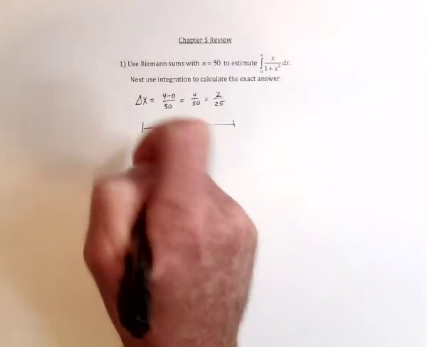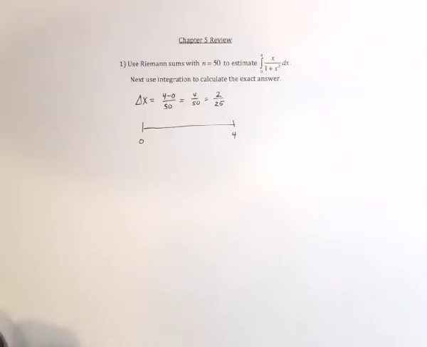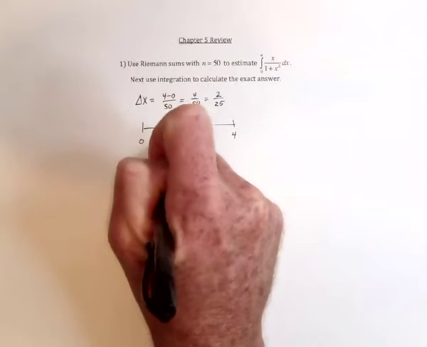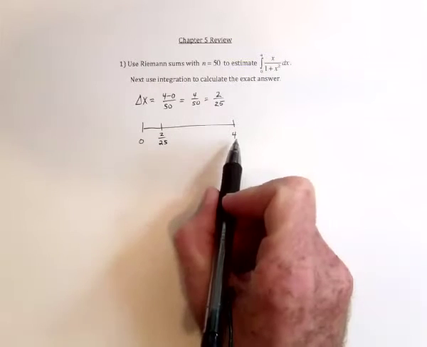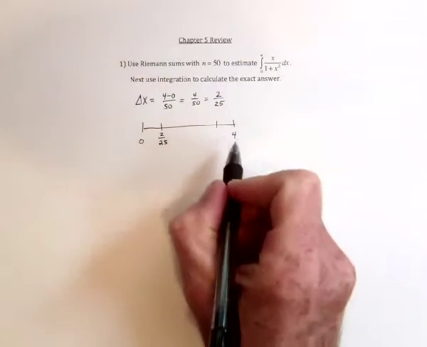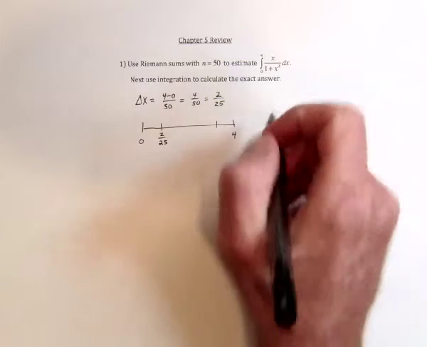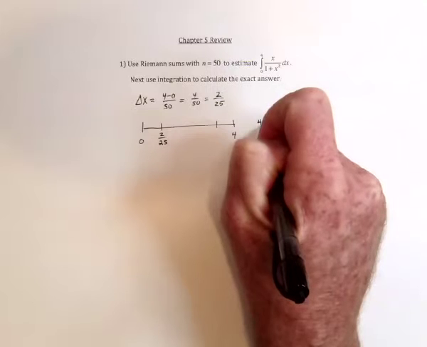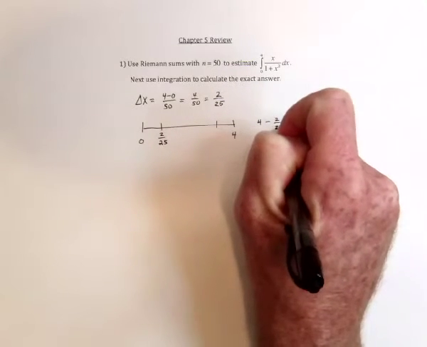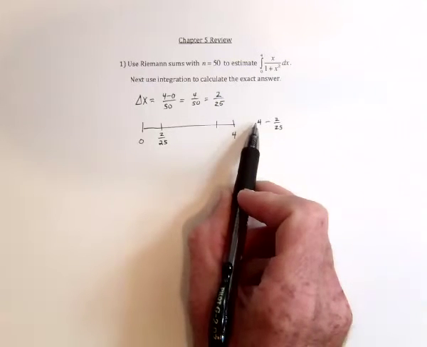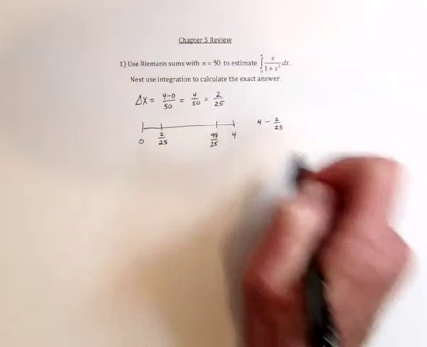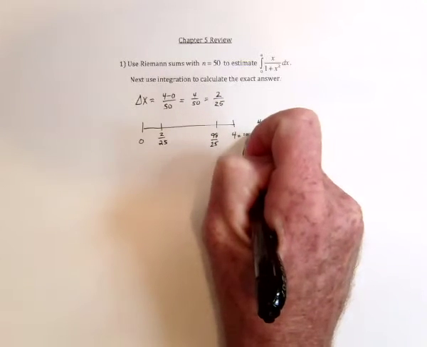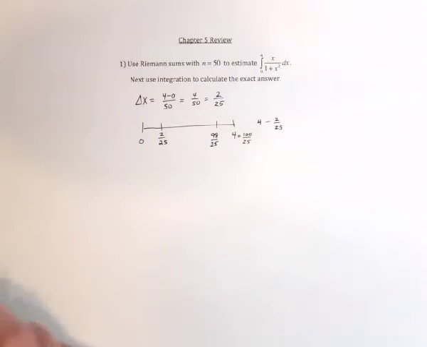And then for Riemann sums, I take the interval, sort of exaggerate a little bit, and say the first one has to go from 0 to 2/25ths. And for the last one, I have to go from 4 backwards by 2/25ths. So it's going to be 4 minus 2/25ths. Let's see, that would be 100 minus 2 is 98/25ths. And this equals 100/25ths.